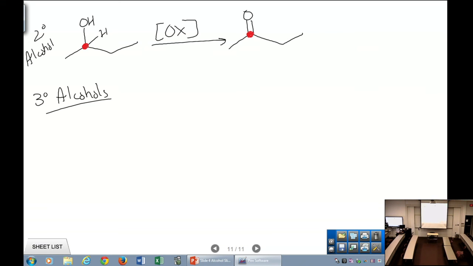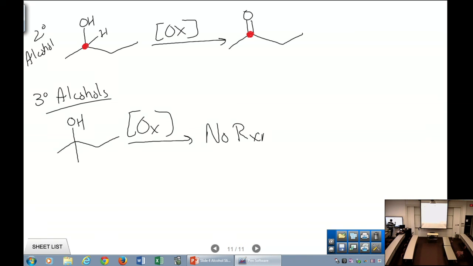Tertiary alcohols do not get oxidized. There are no hydrogens on the carbon of your alcohol, right? So on this carbon right here, there are no hydrogens. So there's no hydrogen to remove as you do the oxidation. So you cannot oxidize tertiary alcohols.